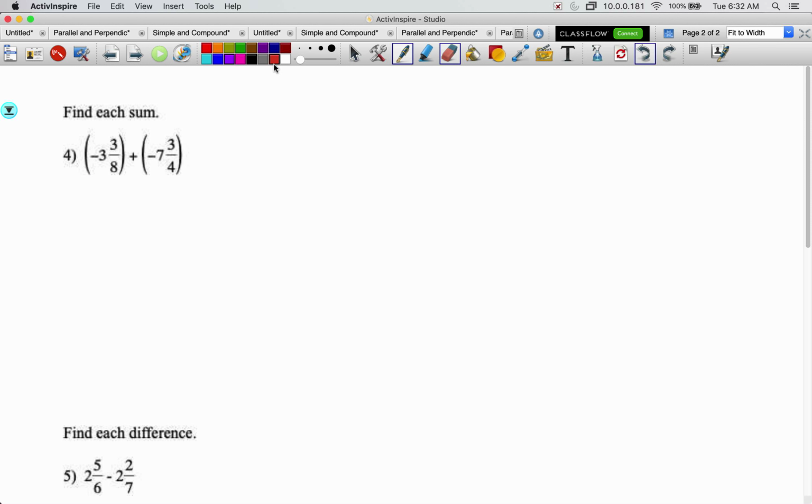All right, on the back, how do we find the sum of two fractions? So again, we must start with improper fractions or proper fractions, but we just can't start with mixed numbers. So we're going to turn them into improper fractions.